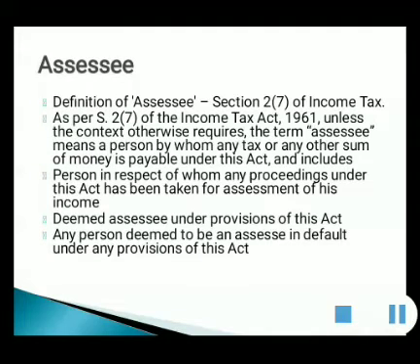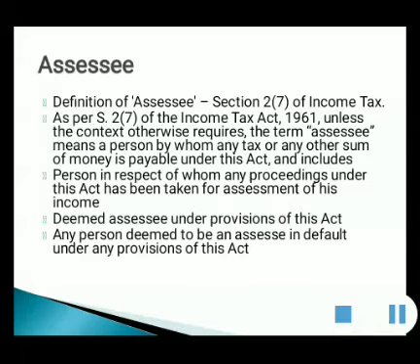First point, assessee. Definition of assessee. Section 2(7) of the Income Tax Act says the definition of assessee, and as per Section 2(7) of the Income Tax Act of 1961, unless the context otherwise requires, the term assessee means a person by whom any tax or any other sum of money is payable under this Act, and includes a person in respect of whom any proceedings under this Act have been taken for assessment of his income, and a deemed assessee under provisions of this Act, and any person deemed to be the assessee in default under any provisions of this Act.